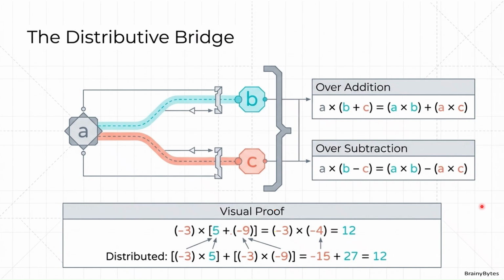Yippee! The distribution bridge. This slide explains the distribution law in more detail. Here, you see the expansion of the property, which directly shows us how the integer a is distributed to both b and c, separated by a positive or a negative sign depending on the given term inside the bracket. You can also take a look at the visual proof of this property, which will help you understand it better.